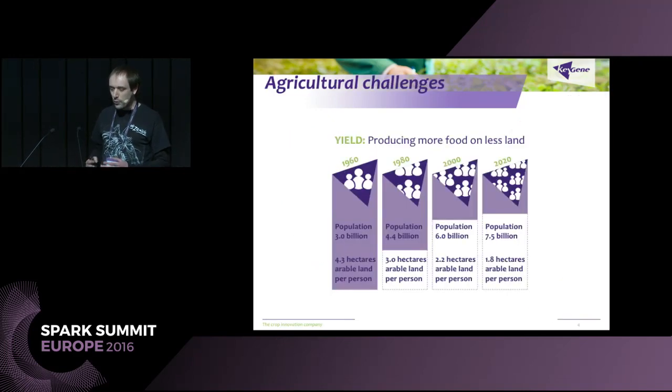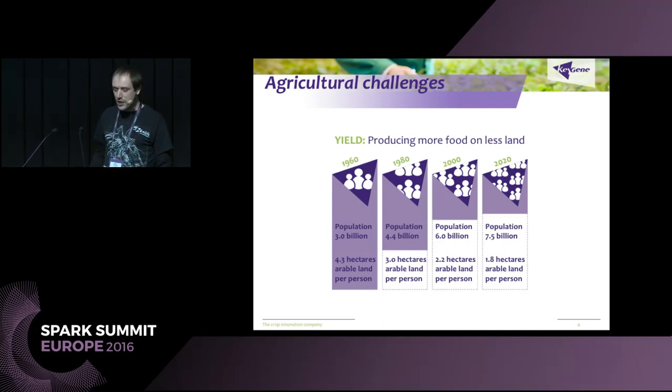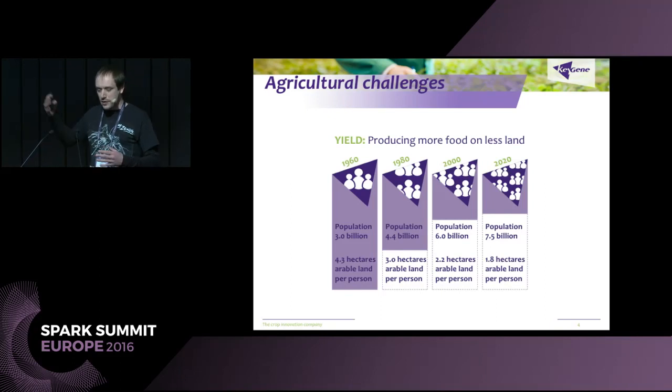So what we end up with is that we really need to focus on yield. So we need to improve the yield of our crops because we get more and more people, the same amount of space. So we need to improve the amount of food that we can grow on this amount of space. So going from the 1960s up to 2030, we will double the amount of people on the planet. So that means on average we have half the amount of land available to grow the food that we want.